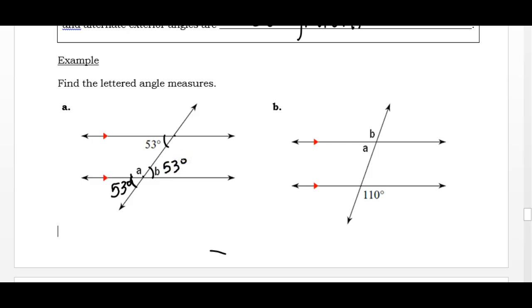I could also go straight here. These are called alternate interior. They are always congruent. And then I'm going to use my linear rule to tell me that these 2 angles should add up to 180 degrees. And that is 127.